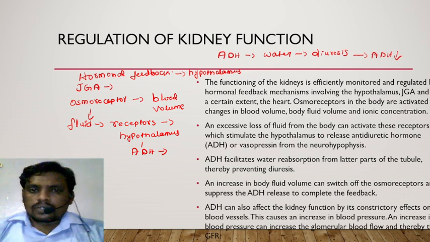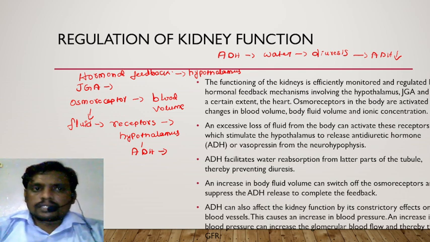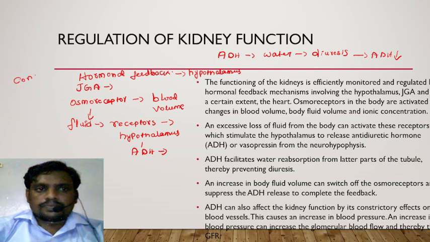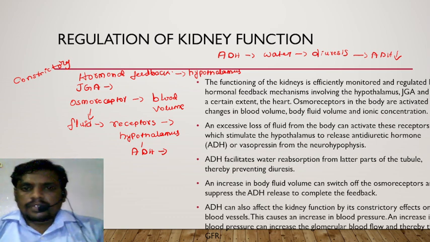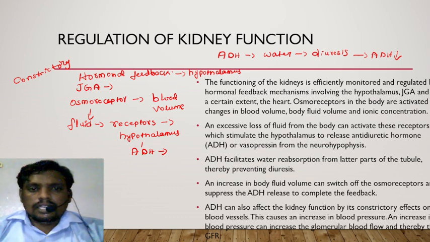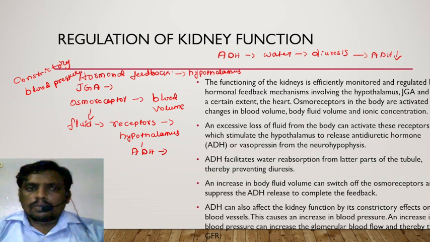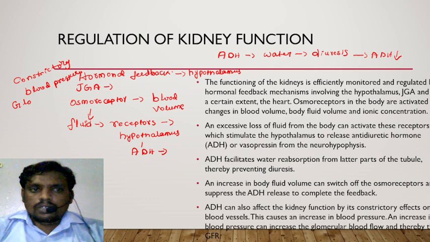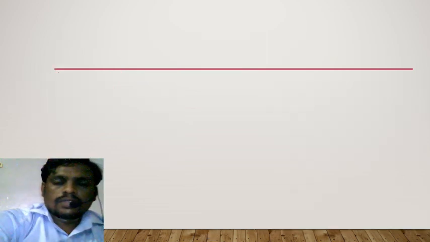Now ADH can also affect the kidney function by its constrictory effect on blood vessels. This causes an increase in blood pressure. If you carefully see, an increase in blood pressure can increase the glomerular blood flow. So blood flow into the glomerular tubules also increases, thereby causing an increased glomerular filtration rate, more than the normal level.